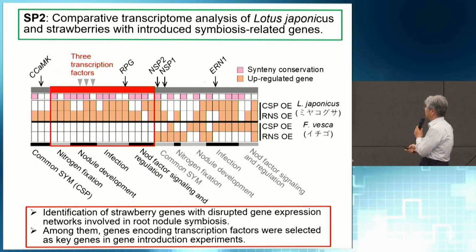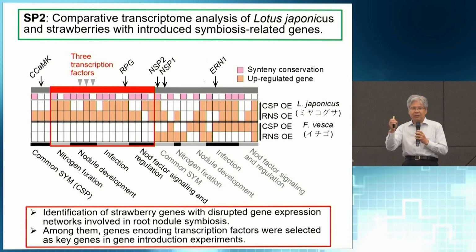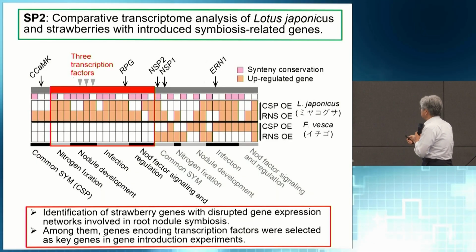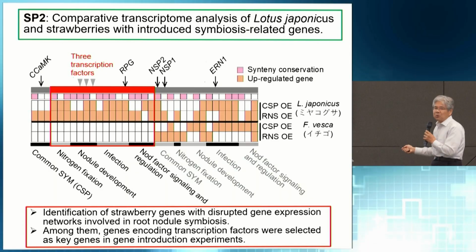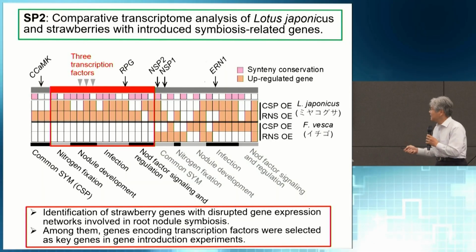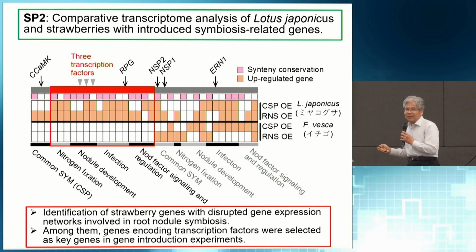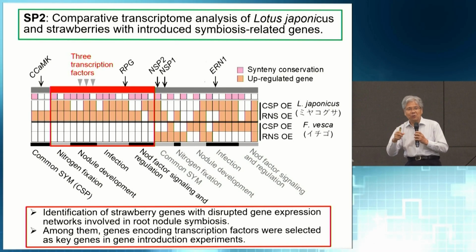So in this analysis, we introduce several key genes which regulate the cascade of root nodule symbiosis in Lotus japonicus into Lotus japonicus and also into strawberry. Then we check the response of the downstream genes. As we expected, some portion of genes respond in the strawberry, same as Lotus japonicus. But some groups of genes do not respond in strawberry. So we think the gene regulatory cascade is also somehow disrupted in the strawberry.